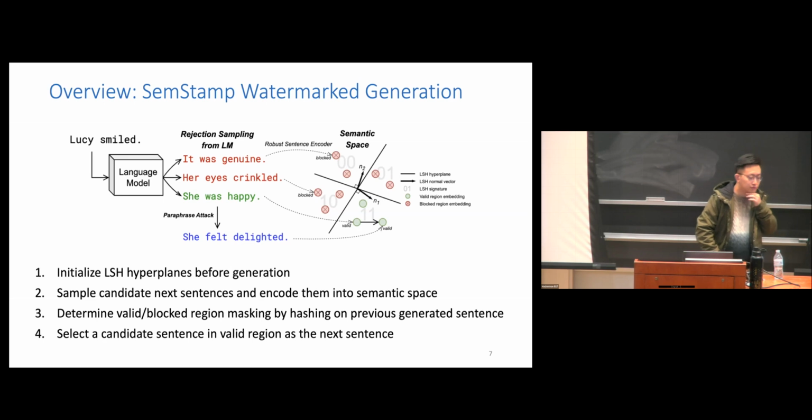I have a couple of questions. Is this added in cascade to a language model, or is it the language model trying to do the watermarking itself? We don't have to change anything about the language model itself. All we need is to sample. When generating each sentence, we sample more candidates, and the encoder is a completely separate thing.